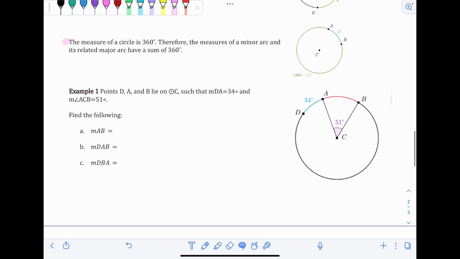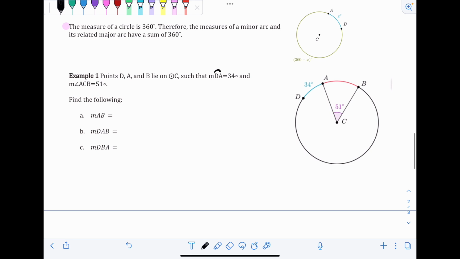Okay, moving down to example 1, it says points D, A, and B lie on circle C such that the measure of arc DA, again, I just couldn't really type it, is 34 degrees. You can see that in the picture. And the measure of angle ACB is 51 degrees. That's the central angle for arc AB. We're going to find the following. So we'll find the measure of arc AB.